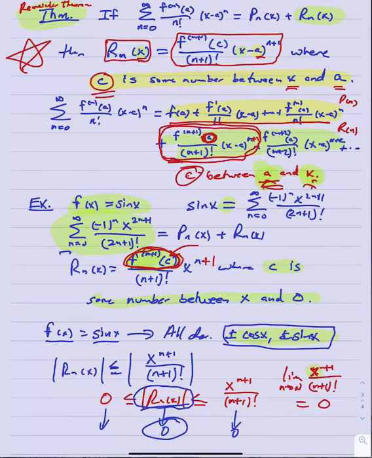Again, in the sense that if I evaluate sine x at some x value inside the interval of convergence, and I evaluate this Taylor series at that same x value, this Taylor series will converge to the value of sine x. Those two quantities will be exactly equal. I am guaranteed that because the limit as n goes to infinity of this remainder, this Rn of x, is 0.